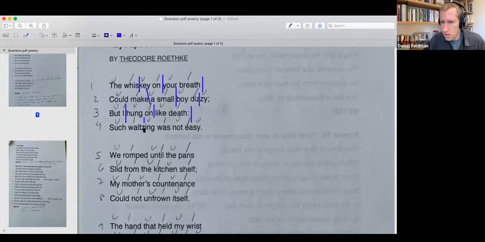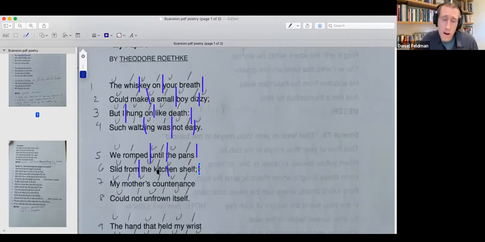Such waltzing was easy. Is this by chance? No, because it's done again here. Once more, here is an extra beat. We romped until the pans slid from the kitchen shelf. And here is another example of how the word is split up. Here, once more, we have to divide the word. The word itself, kitchen, is a trochee.